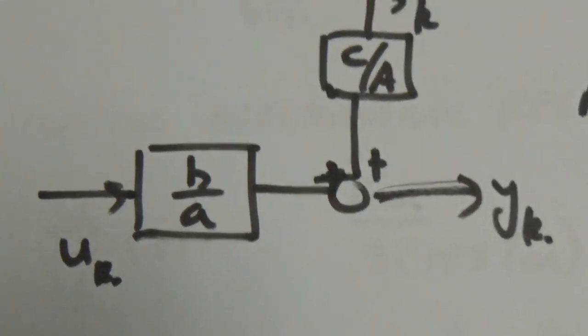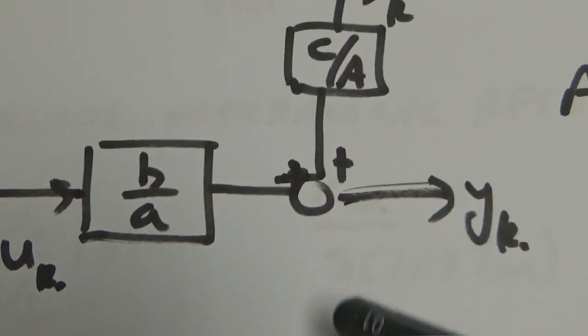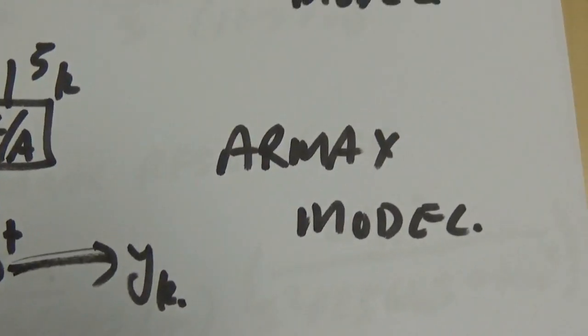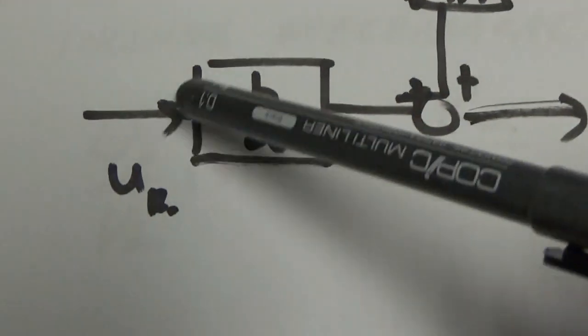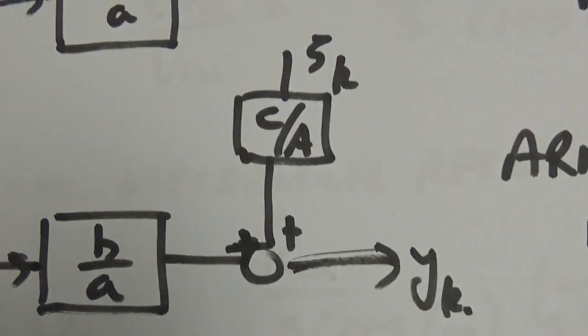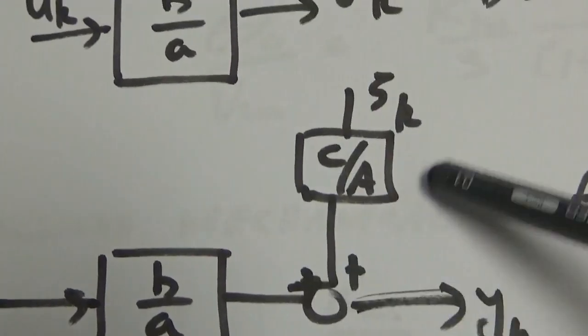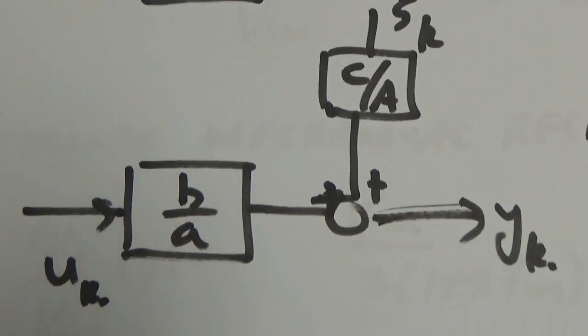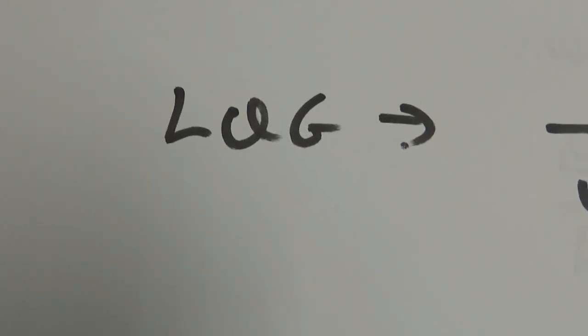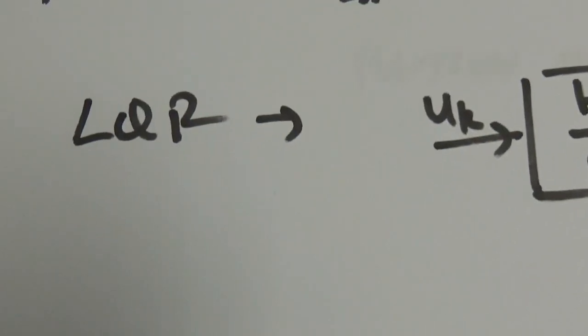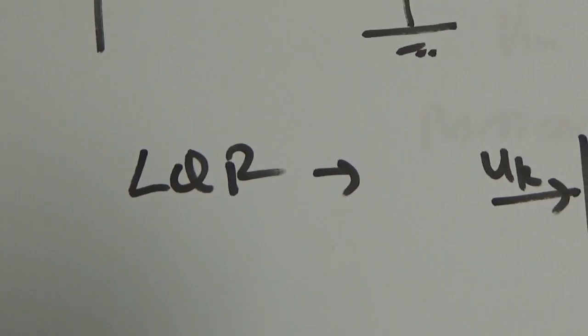This is what you may come across in textbooks, the so-called ARMAX model, which has got B and A and C upon A. We don't really need this. This is a stochastic disturbance, and this is what we use for solving what's called the LQG problem, the linear-quadratic Gaussian, as opposed to the linear-quadratic regulator problem.